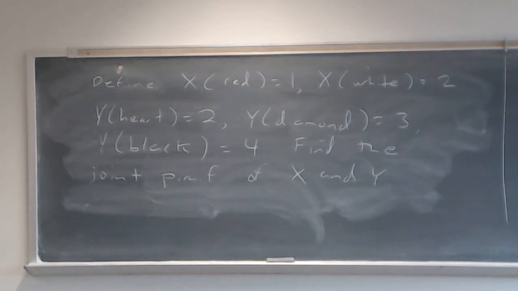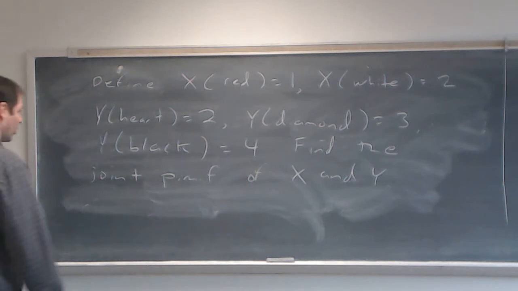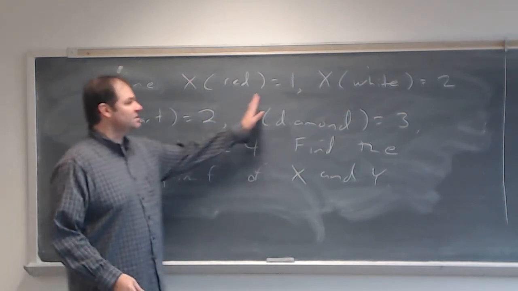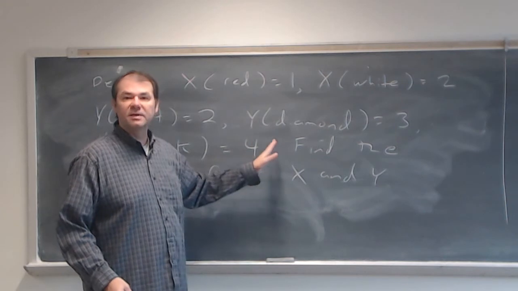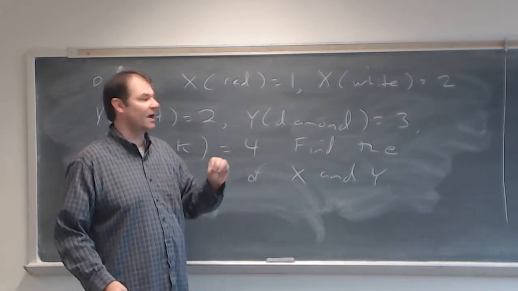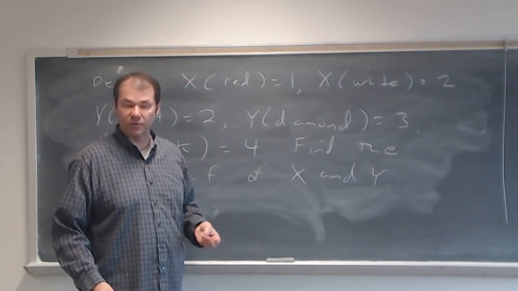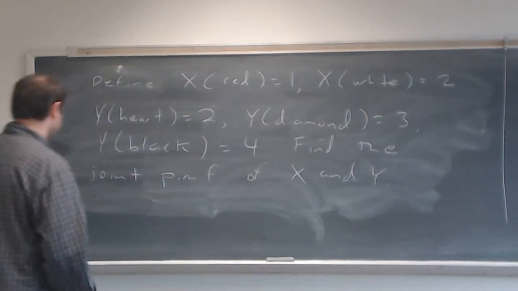So here's what I'm thinking. I'm only going to define the joint PMF for values of x and y that are output values for big X and big Y. The rest of the time, the joint PMF is 0, so we're not going to be interested in that part. So X can be 1, Y can be 2, 3, or 4. So there are 3 output values. X can be 2, and Y can be 2, 3, 4. So there's another 3. So it's going to be 6 things that I write down.